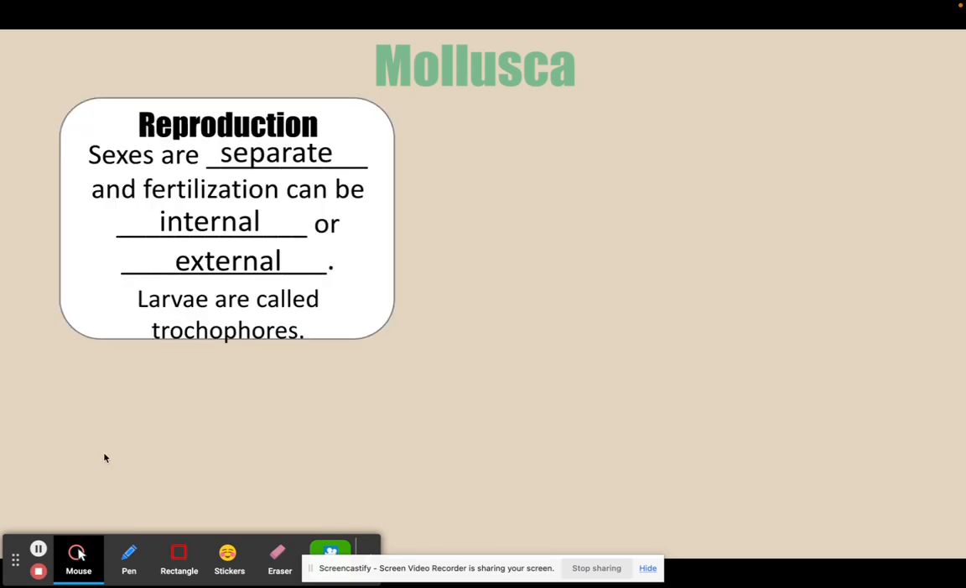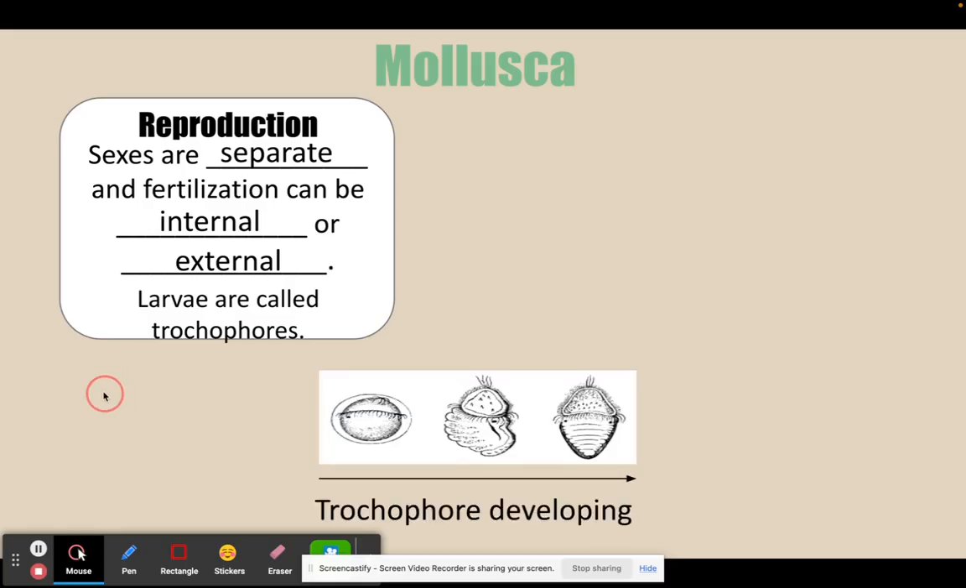For reproduction, they have separate sexes. So you're going to have a male and a female that need to come together to make offspring. The interesting thing is, depending upon the species, the fertilization can be internal or external. The larvae are called trochophores, and you can see the development of the trochophore happening below.